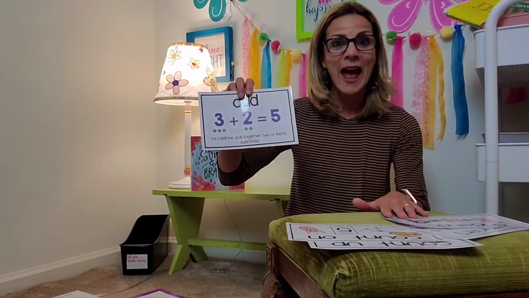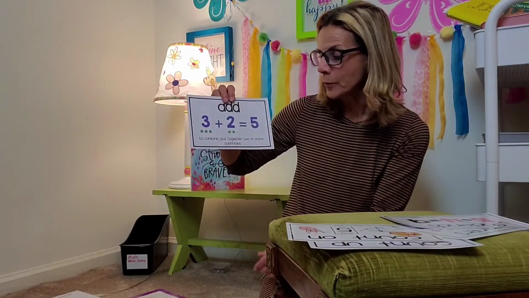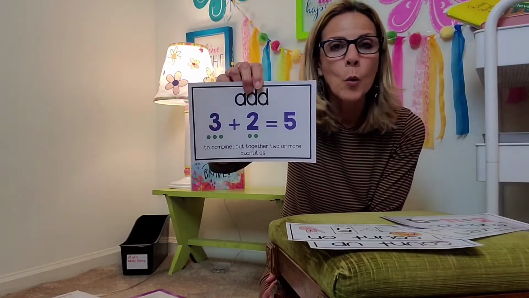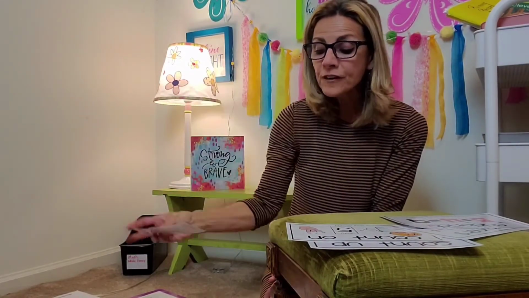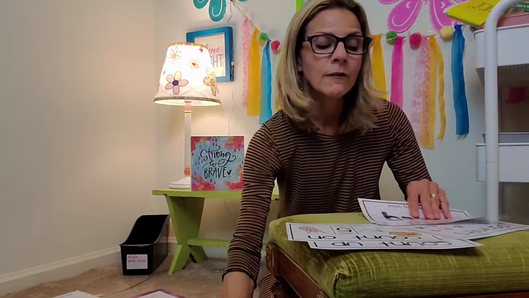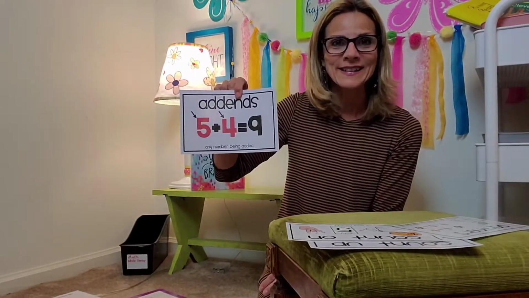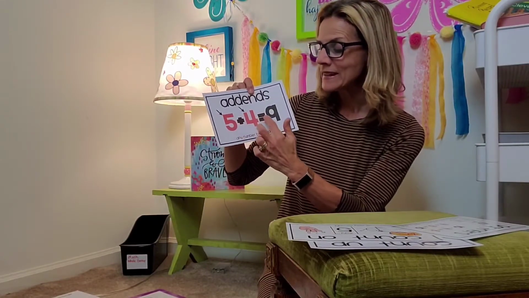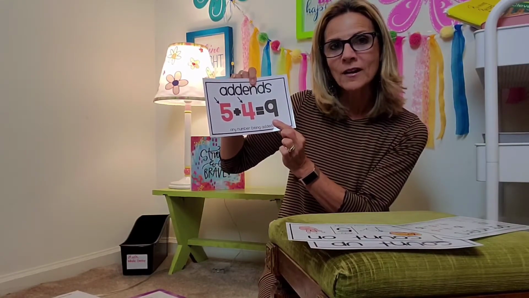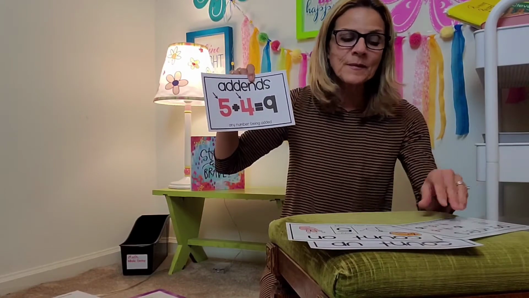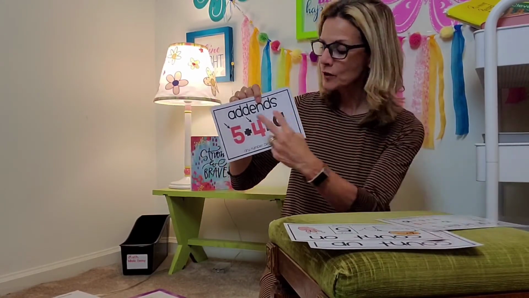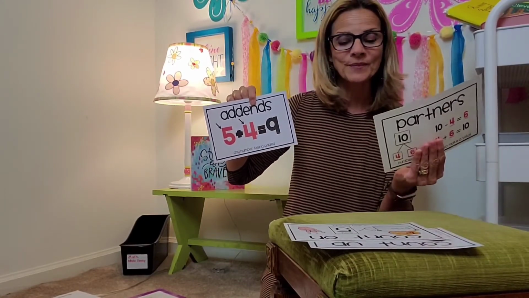First of all, to add simply means to combine or put together two or more quantities. The official name for those two quantities is addends. So these two addends equal this sum, total, whole number. Sometimes I also refer to those two addends as partners.